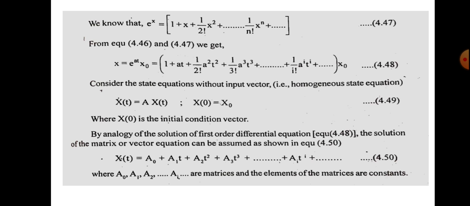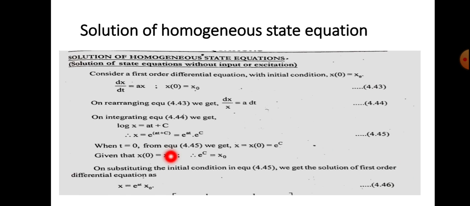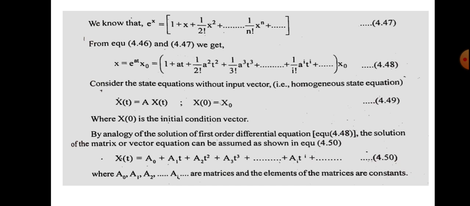We know that e raised to x has the form 1 plus x plus 1 by 2 factorial x square plus etc., up to 1 by n factorial x raised to n plus etc. So this is the form of e raised to x. This expression 4.47 can be substituted in 4.46. Instead of e raised to at, we can substitute this series. Instead of x, here at comes. So we can write x equal to e raised to at x0, that is 1 plus at plus and so on, with x0 outside.